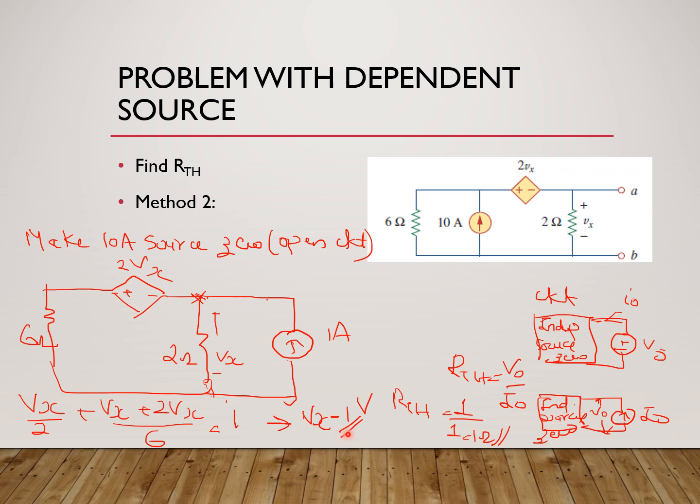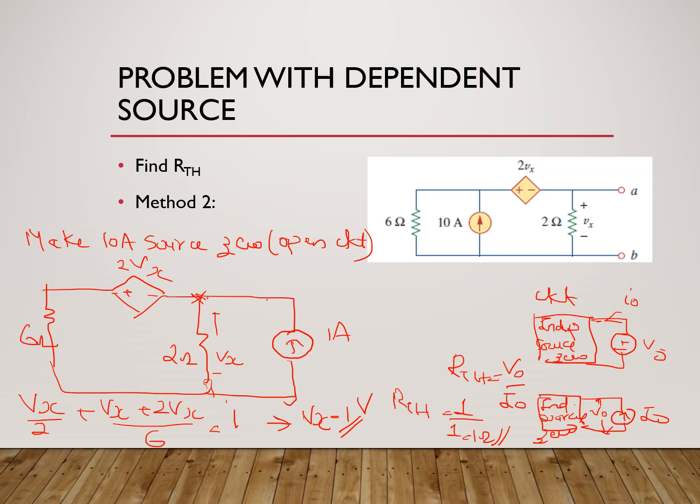And once I have found out Vx, the current is already known. So the voltage V divided by the current will give you RTH. And we're getting the same answer, right? So any one of these methods can be used depending upon whichever is easier. These are the two methods to find out RTH when we have dependent sources. Like we discussed before, dependent sources cannot be made zero to find out RTH. Only the independent sources can be made zero. So you have to use one of these techniques to find out RTH.